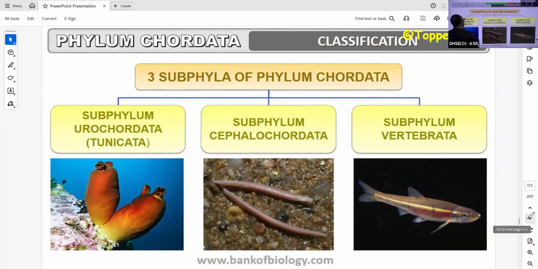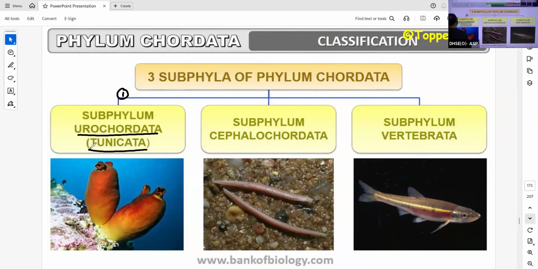Now, in case of phylum Chordata, as you can see, there are three subdivisions. The phylum Chordata has three subdivisions or subphyla. Okay. What are these? Let's see. The first is Urochordata or Tunicata.